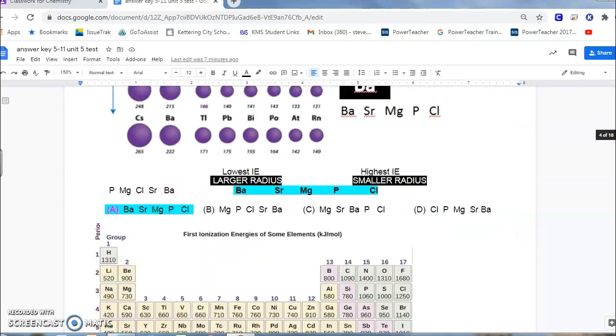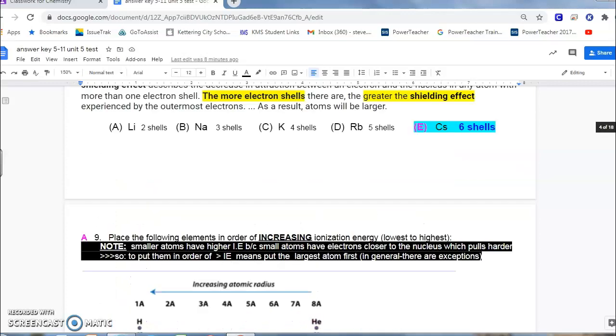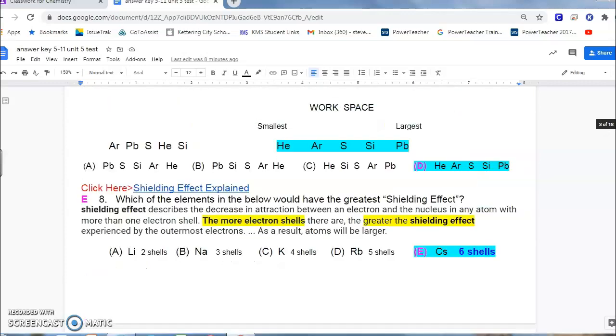So when we're looking at it, here we go. Lithium is there on the second row. Sodium's there, potassium's there, rubidium's there. Cesium has 1, 2, 3, 4, 5 inner levels of electrons that block the pull of the nucleus on their outermost electron. Letter E, cesium, has the greatest shielding effect.